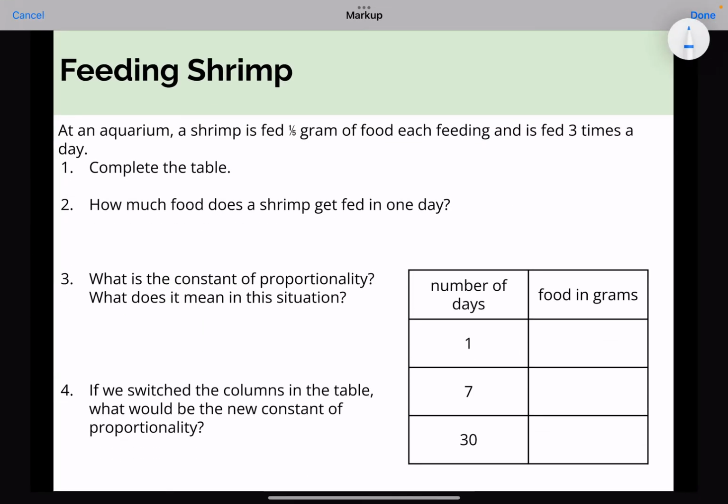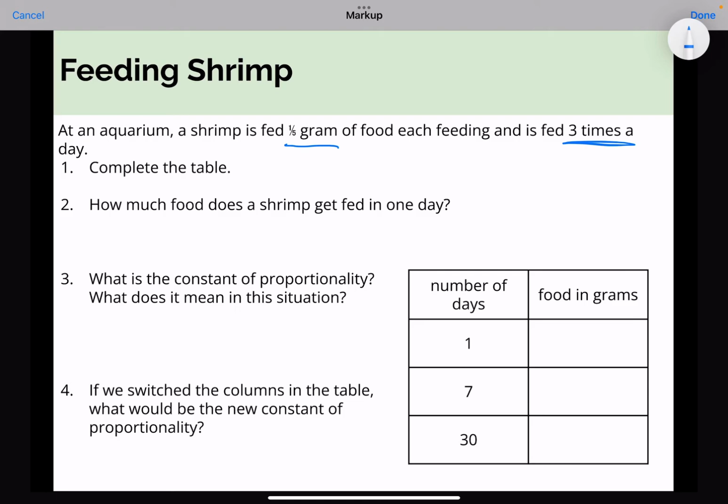All right, now we're talking about feeding shrimp. So at an aquarium, a shrimp is fed 1/5 of a gram of food for each feeding. It is fed 3 times a day. So 3 times a day, it's fed 1/5 of a gram of food. You're going to complete the table and answer the next 3 questions.